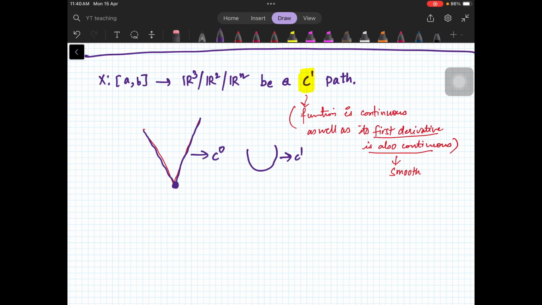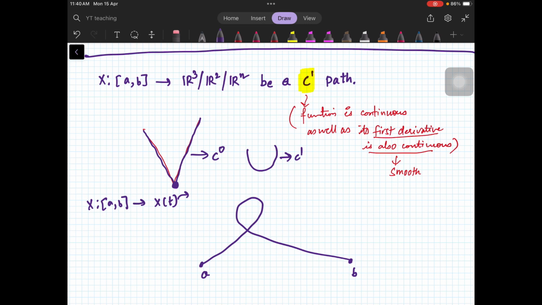Okay, so let us see how we will calculate the length. So the idea is, suppose this is my curve, this is my starting point A, and this is my end point B, and x goes from [a, b] to this x function, x vector, right? So let me call it x(t), right? It can be any dimension.